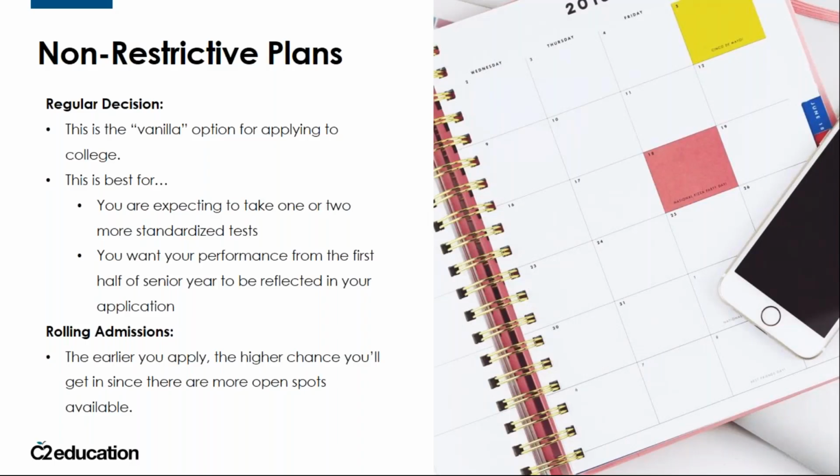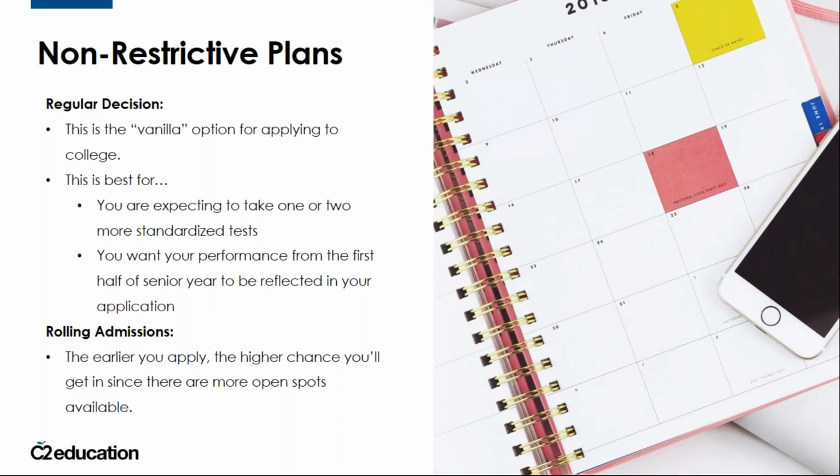So let's talk about the basic non-restrictives. Regular decision. This is the sort of general vanilla option, for lack of a better word. This is usually your later deadline. It is when the bulk of students tend to apply to schools. You get your admission decision in April. This is really good because one of the things with regular decision, right, is it's a little bit later.